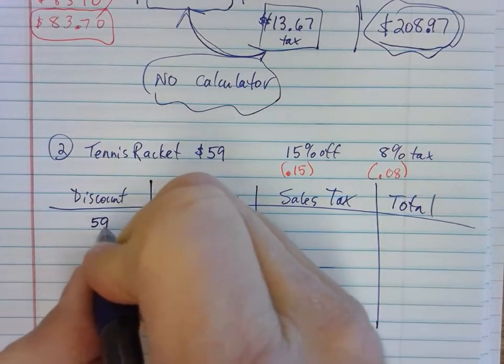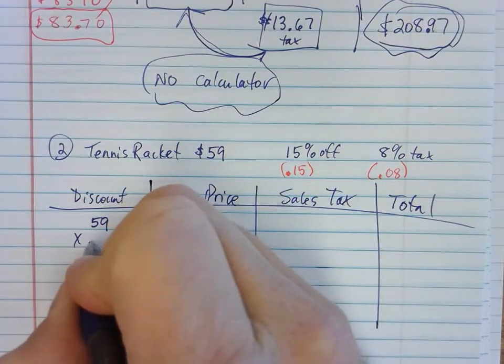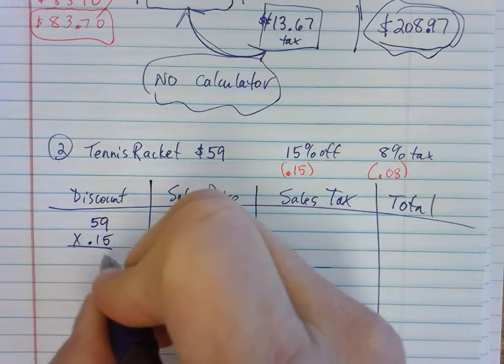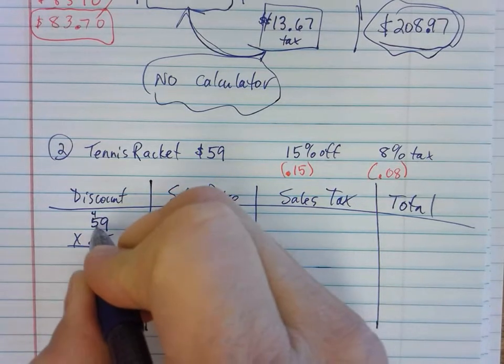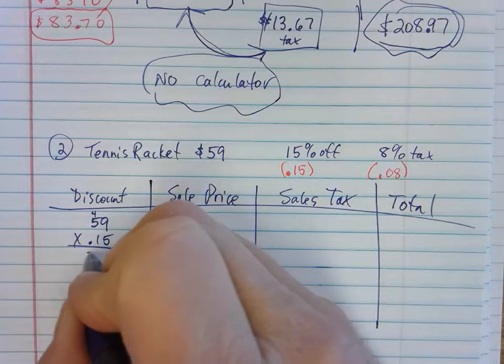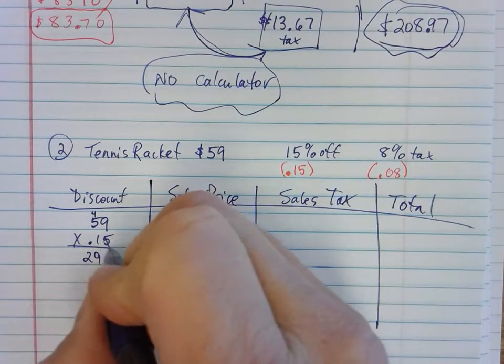All right, 59 times 0.15. So we got 2 numbers we got to multiply this time. 5 times 9 is 45. I carry the 4 over there. 5 times 5 is 25. 25 plus 4 is 29. Bring down the 0 because I'm done with that one.